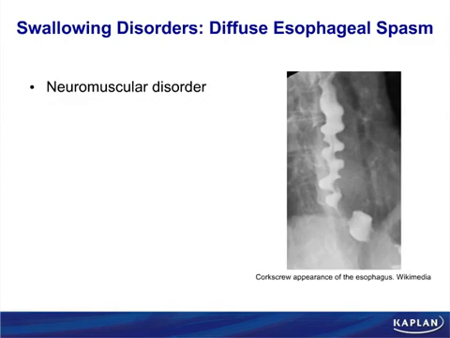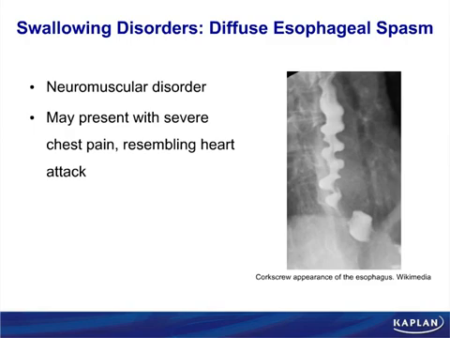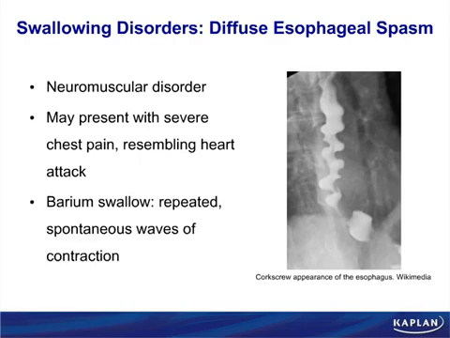Diffuse esophageal spasm, which is very similar to nutcracker esophagus, just a different neuromuscular pressure pattern, is a neuromuscular disorder. We're not really clear why it happens, but we know that you get chest pain, and definitely when it first presents, it looks like you're having a myocardial infarction, because it's a terrible crushing substernal chest pain. And a barium swallow may sometimes elicit the spasm, so you can see it.